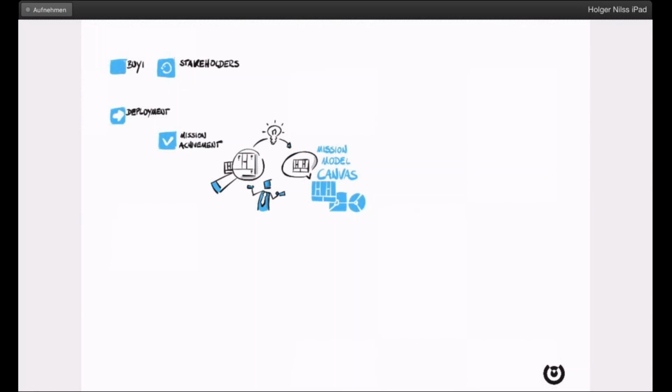So the changes for the mission model canvas are almost all on the right-hand side, and they've made the canvas incredibly useful and applicable for nonprofits and government organizations.